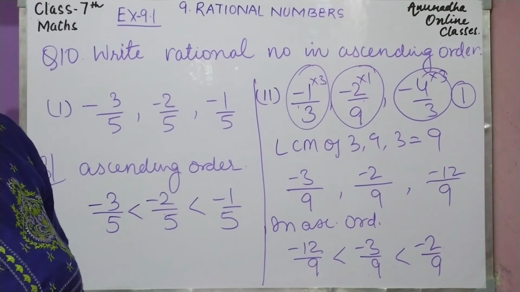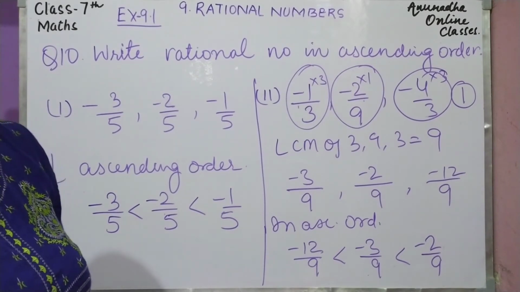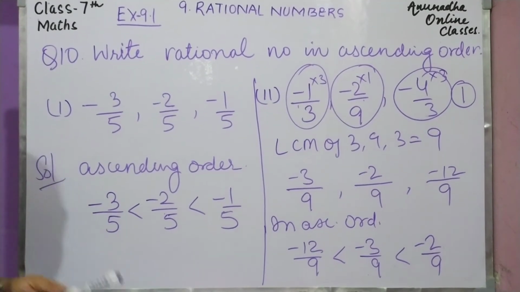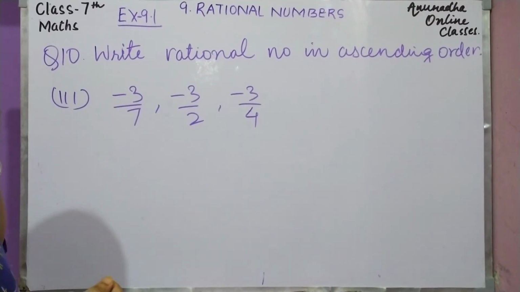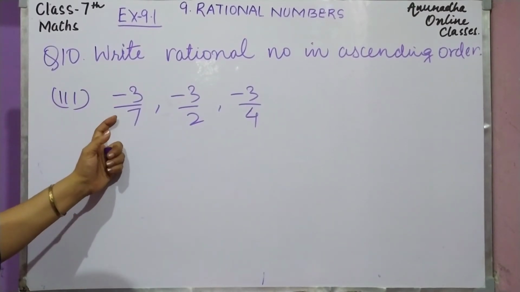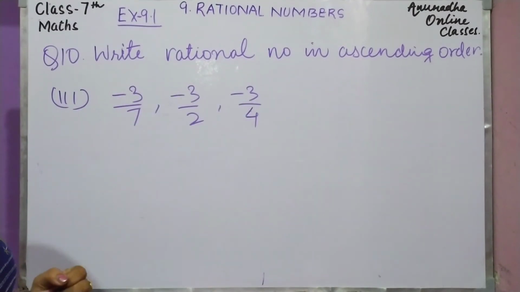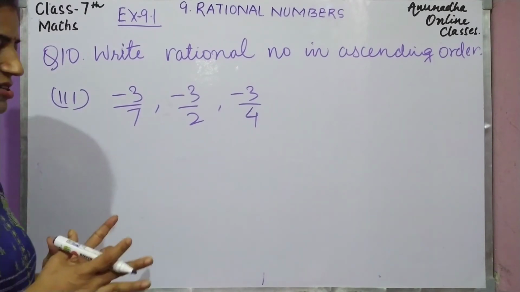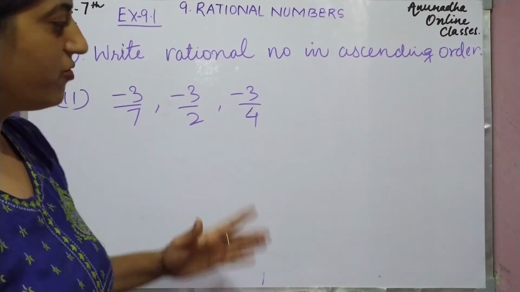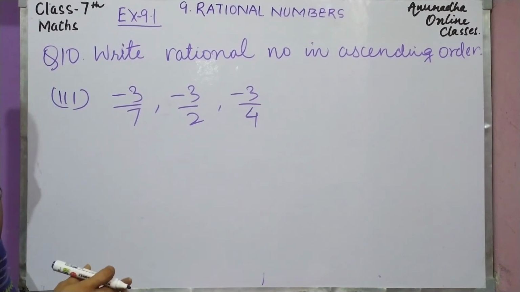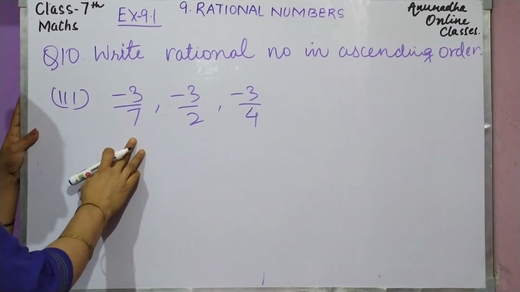And let's come to the third one part, that is also very simple. Just look here. See children, here is what, here you can see one similar thing, that is numerator is same. When our numerator is same, that means what we'll see? We will see the denominator. Greater the denominator, smaller will be the fraction.